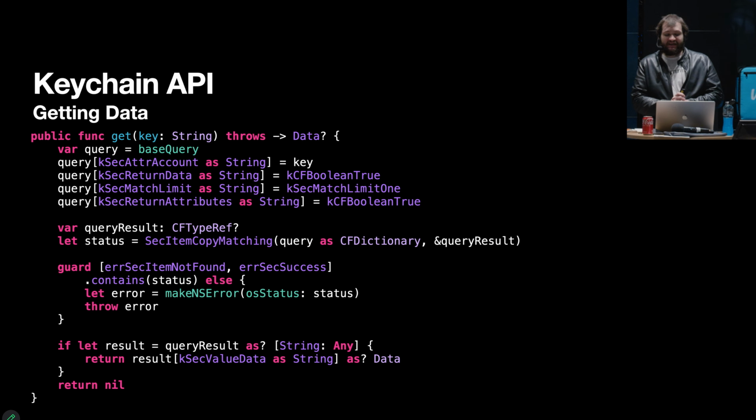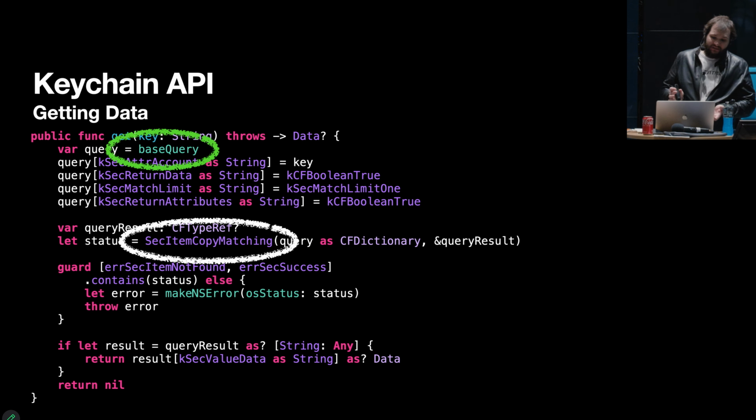Then getting data is the most complex. So again, we start with a base query. The way it works is that you execute a query in the keychain, and it can actually copy multiple values, multiple data pieces. But you need to limit how many of them you want. And usually if you have one key, you can get one value. And this is where you add the base query, and then you notice that there is a match limit and limit 1.